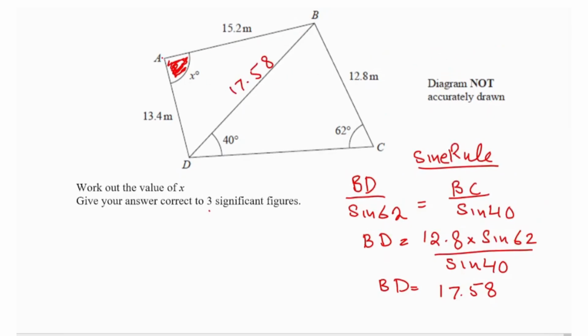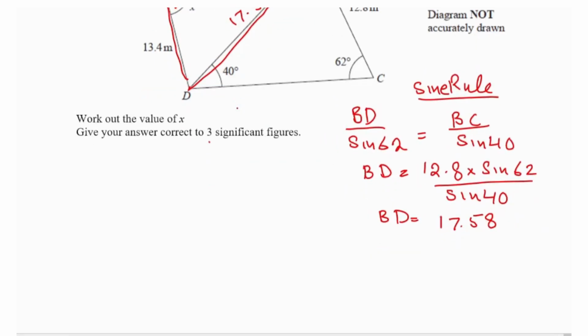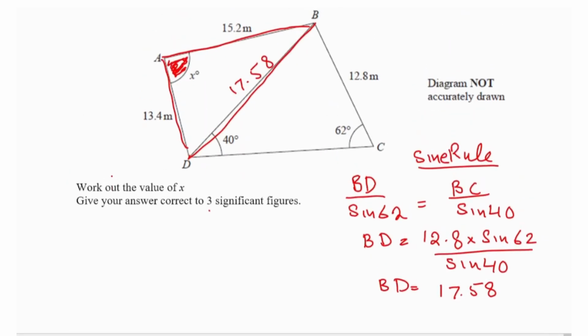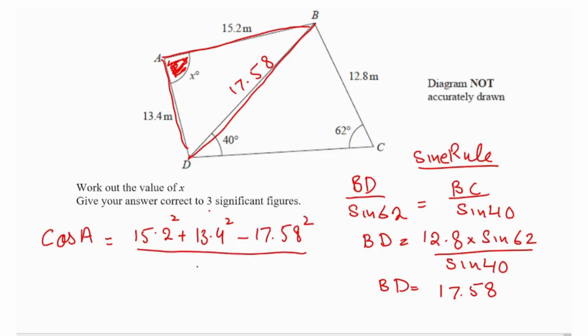We have 3 sides of the triangle and we're looking for the middle angle. So which rule can we apply here? We can simply apply the cosine rule. We're looking for angle x, so let's write down the rule first. cos A equals the 2 sides, 15.2 squared plus 13.4 squared, and the opposite side we minus, 17.58 squared, over 2 times 15.2 times 13.4.